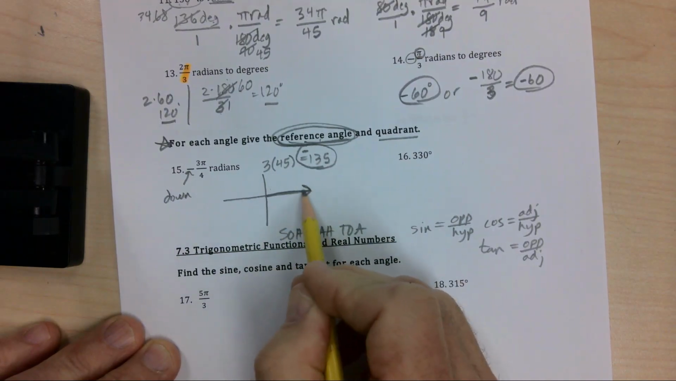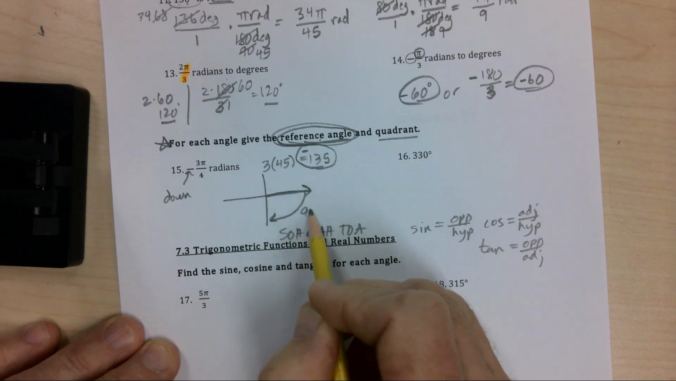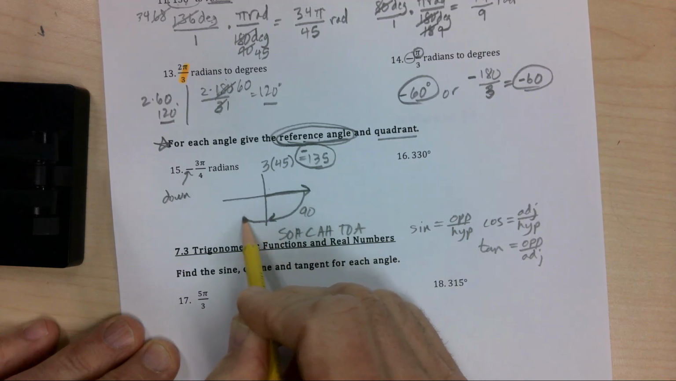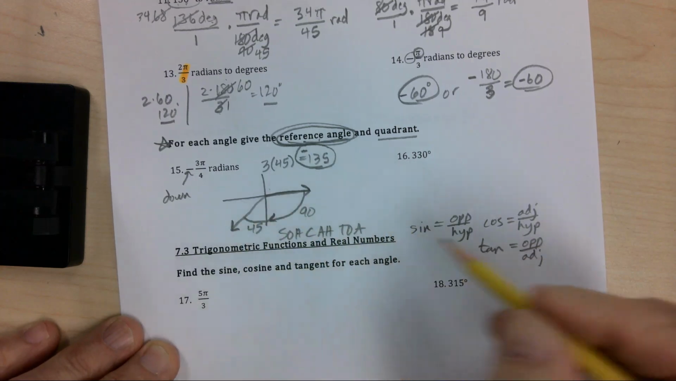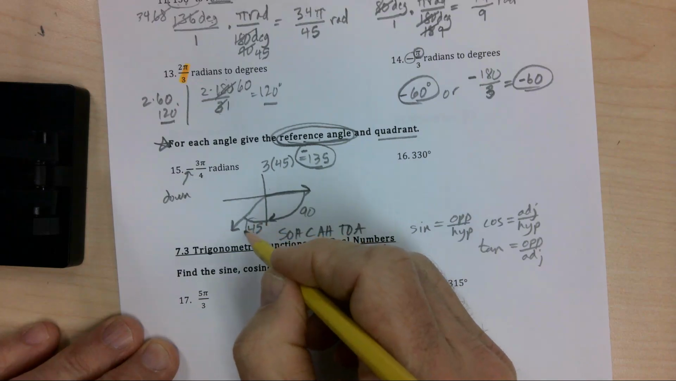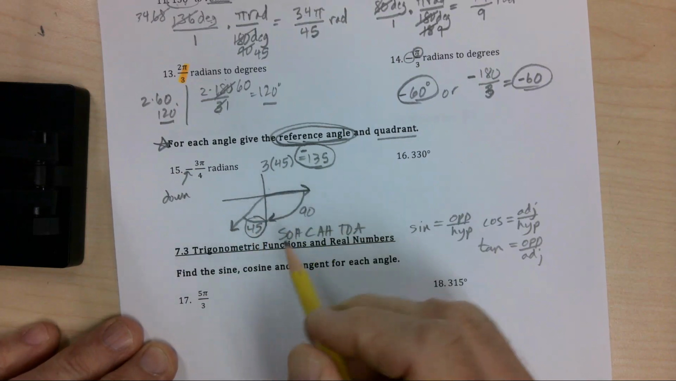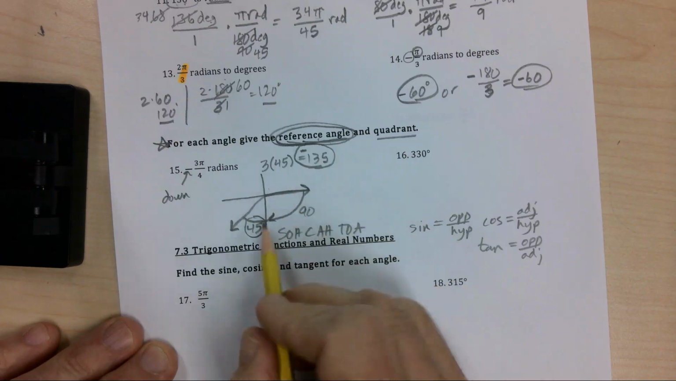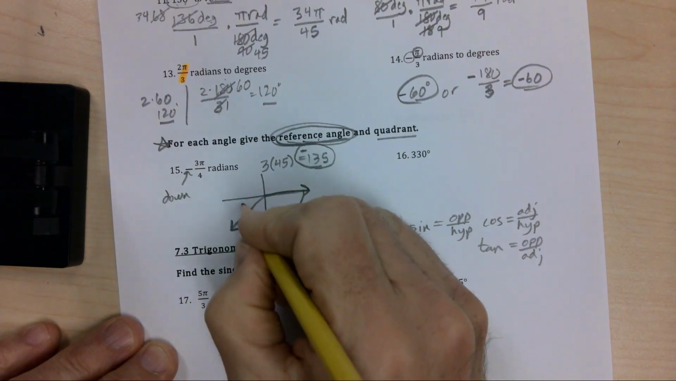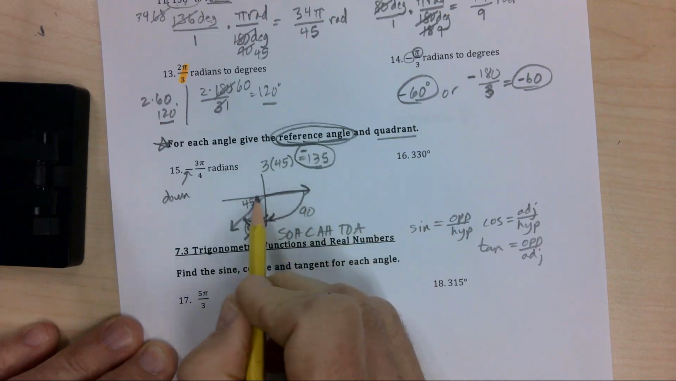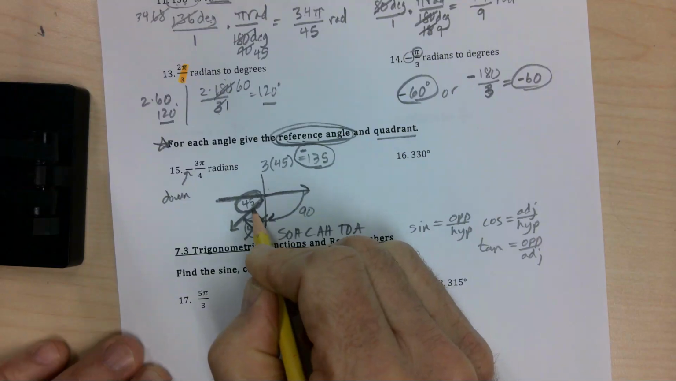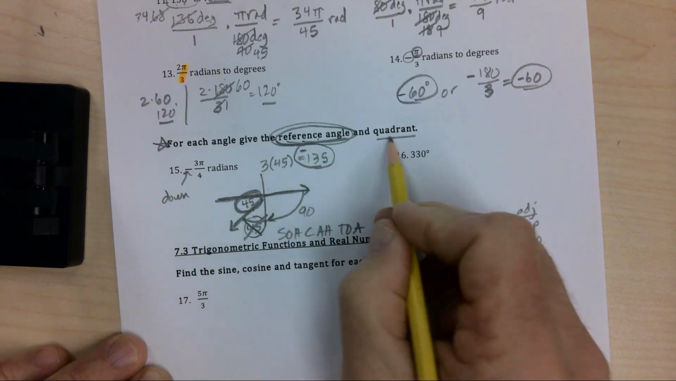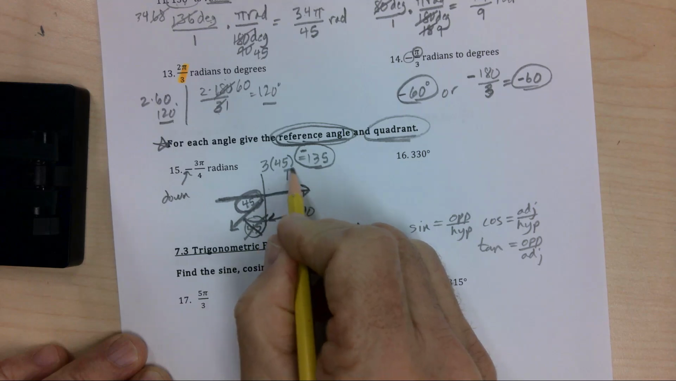Start here. 135. Well, there's 90 of it. I have to keep going. 45, and it stops right there. Now, some of you would say, oh, my reference angle is 45, and you'll get it right, but you picked the wrong one. The reference angle is actually right here because it's sandwiched between the x-axis and the spinner. So that's the actual reference angle, 45 degrees, and it's in the third quadrant.